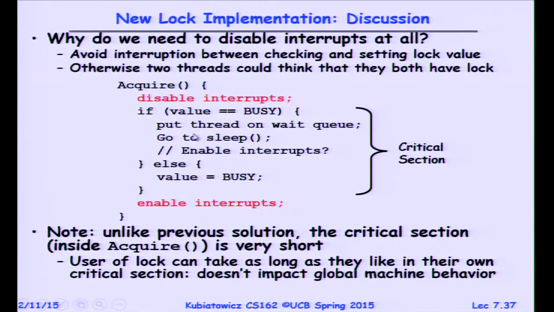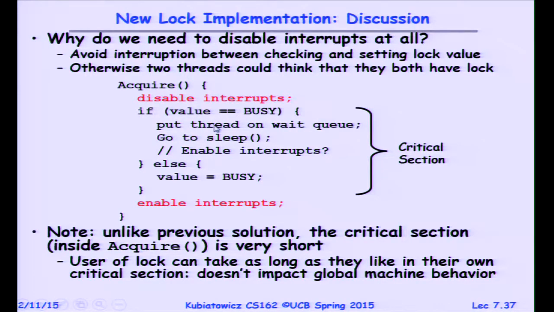Now, if you look at this very closely, that's a very good question. Well, you put the thread in the wait queue, you go to sleep, but wait, interrupts are still disabled here. What am I going to do, right? Is that what you're asking? Well, I guess I'm asking, how does it ever get back to acquiring the lock?